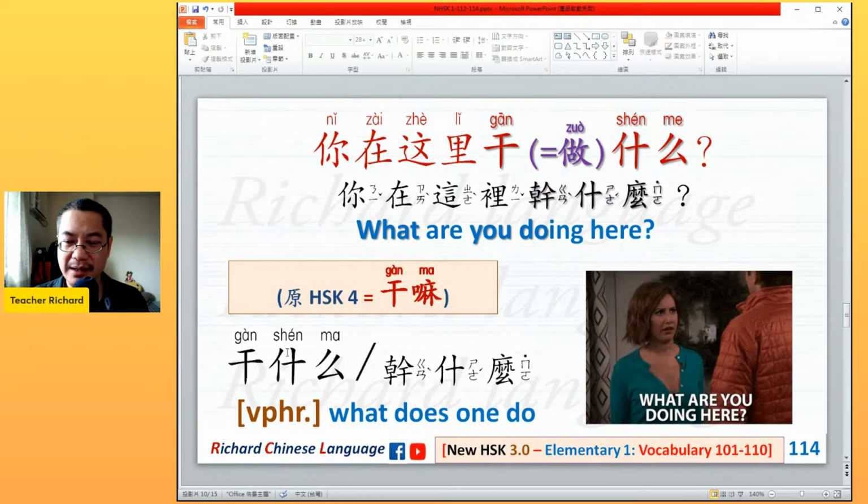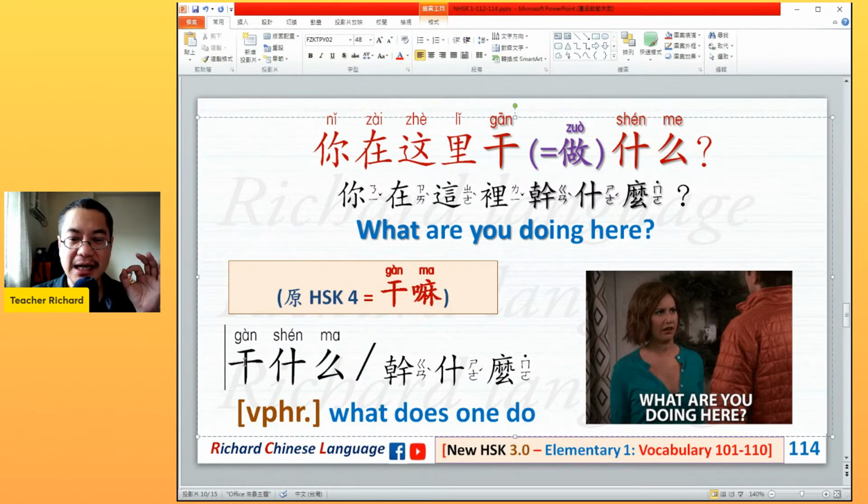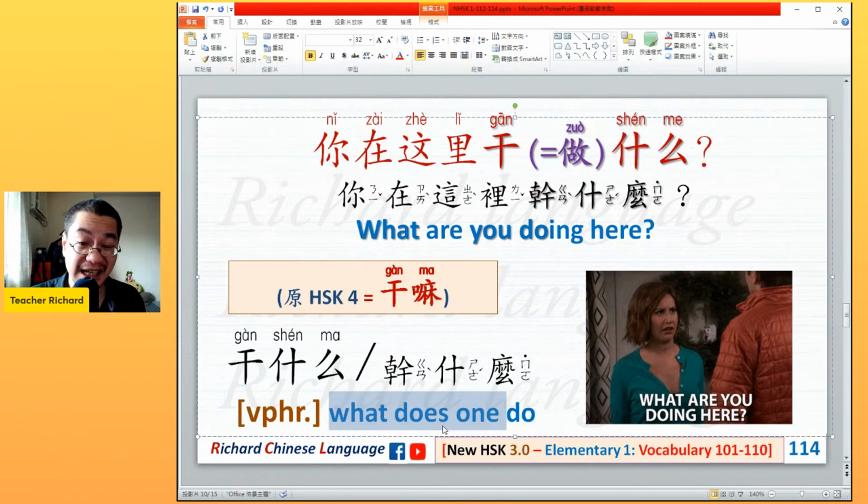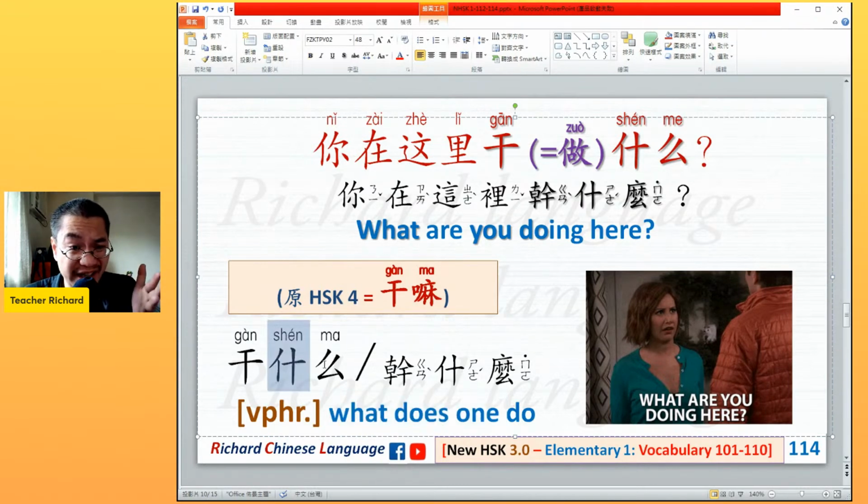Okay, so let's talk about the other phrase here. 干什么. Okay, 干什么 actually is a verb phrase for a question. So 干什么 means what does one do? Or what is one doing? Like what are you doing now? Something like that. 干什么 which means what are you doing now?